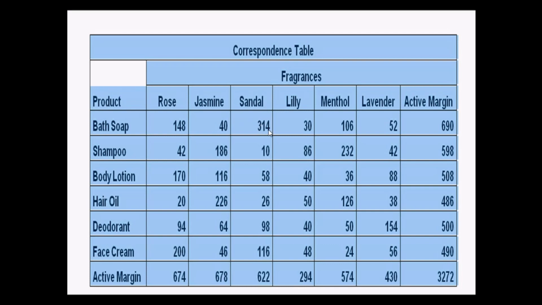That is, the number of people who like to have these fragrances, the respondents, is entered here. For the bath soap product with rose fragrance, the value is 148. So in this way, the frequencies are given in this table.